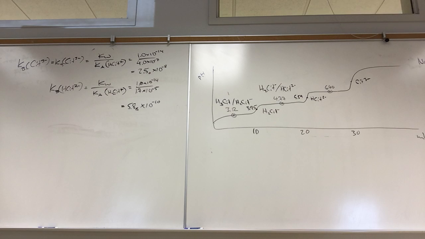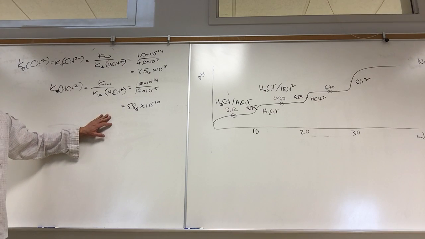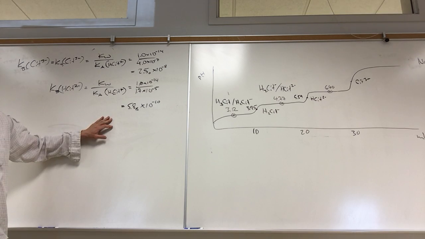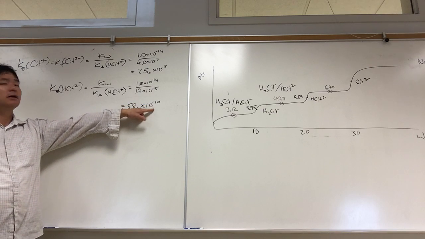If there's no common ion. But if there's common ion, it's going to be much smaller than 10 to the minus 7. The same thing here. I mean, Kw is 10 to the minus 14, and that yields a hydroxide ion concentration of 10 to the minus 7 in pure water. But this is a much bigger K value.